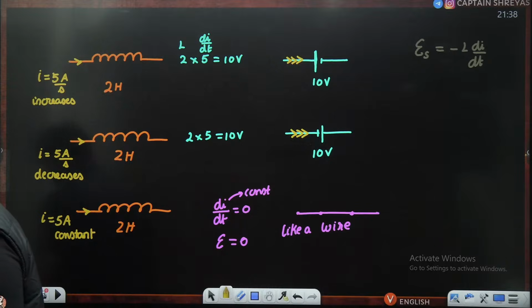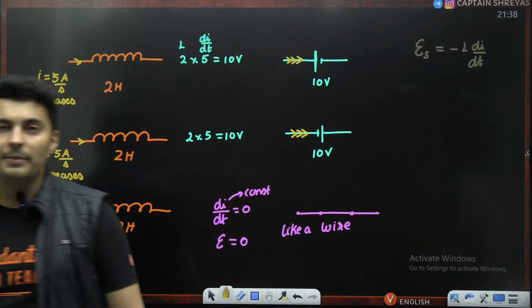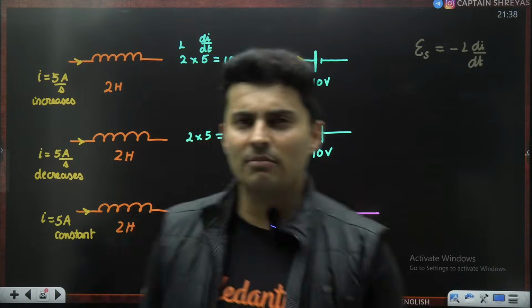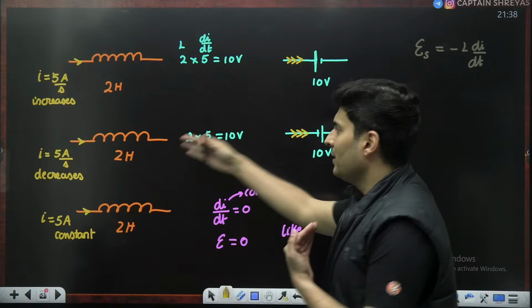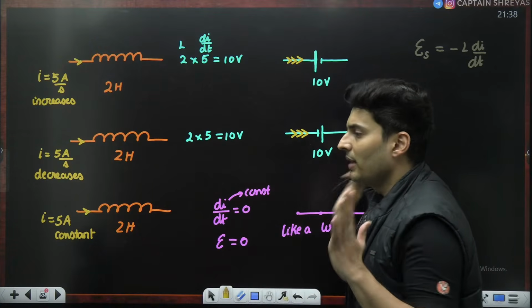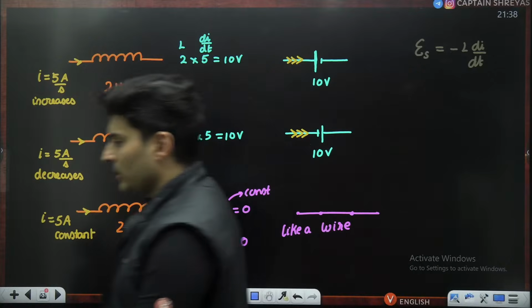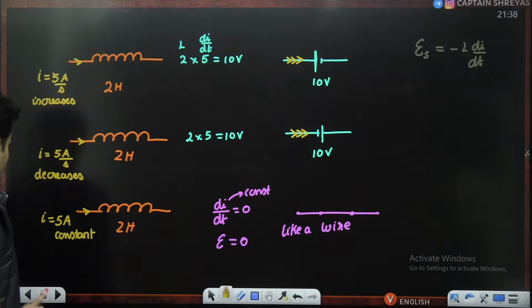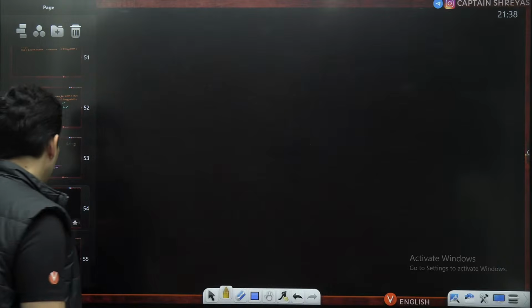I hope this is absolutely clear. Everybody with me? These kind of questions may come where current is either increasing or decreasing, and you can replace the inductor with an equivalent battery. Very straightforward. Correct.